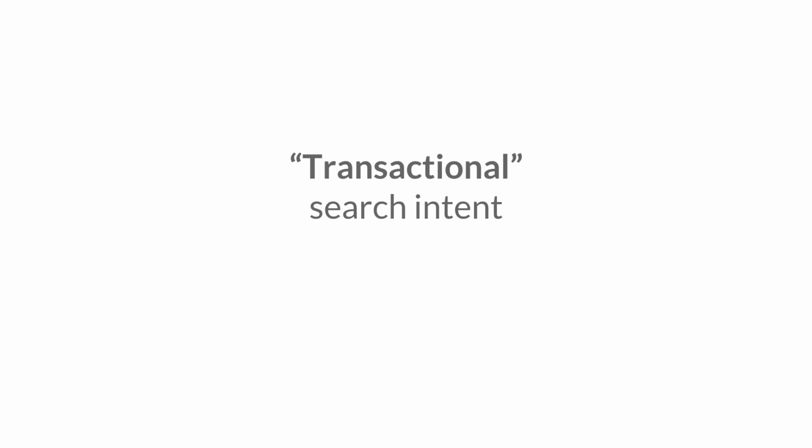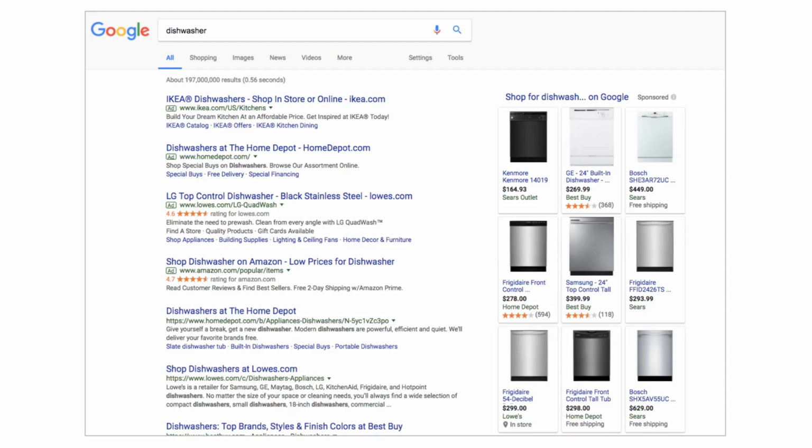Let's take a look at a transactional search intent result page. Here I have queried the word dishwasher. Not saying I want to buy a dishwasher, not saying what are the prices of dishwashers, just the word dishwasher, and we can say something about the results here. Compare this to the informational search. Here we see shopping results, which are sponsored, along the right-hand side of the page. We see ads, very heavy ad placement at the top of the page.